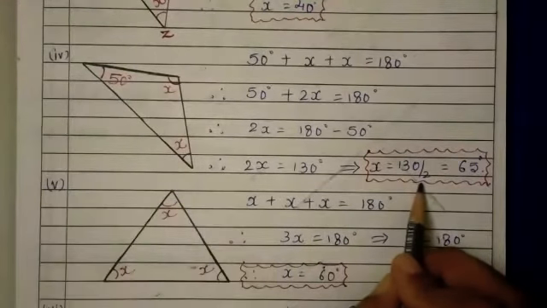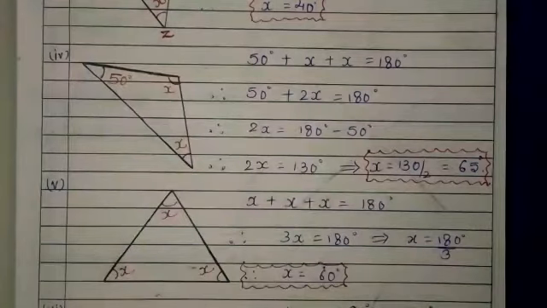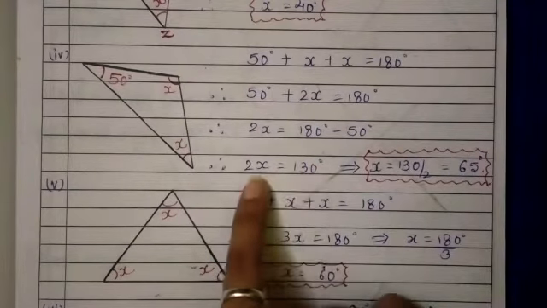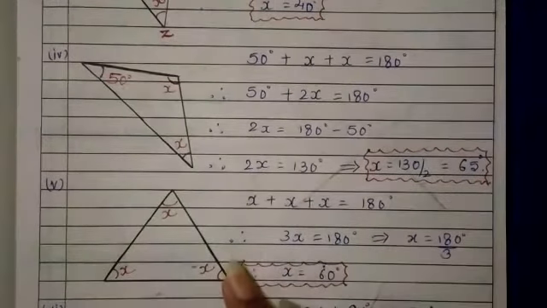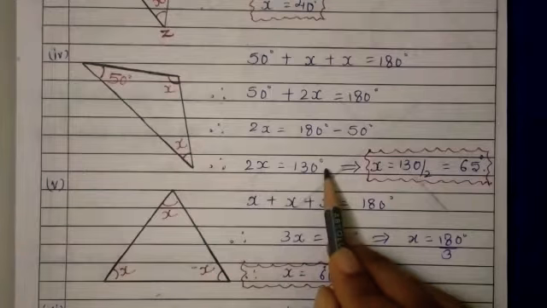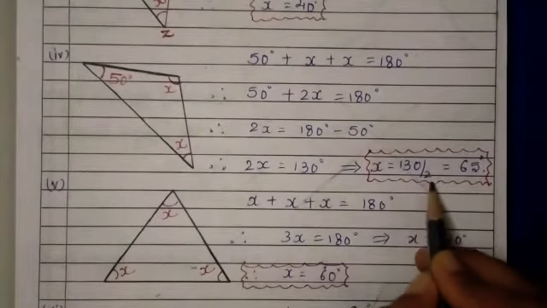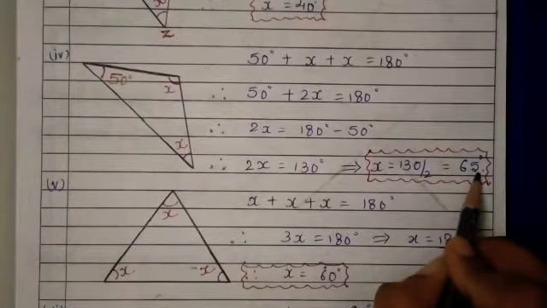You must be knowing by now that addition on transposing becomes subtraction, and subtraction on transposing becomes addition. Similarly, multiplication on transposing becomes division, and division on transposing becomes multiplication. Fine. So here x is in multiplication with 2, so on transposing it will be divided. So x will be 130 by 2. On dividing you will get the value of x as 65.